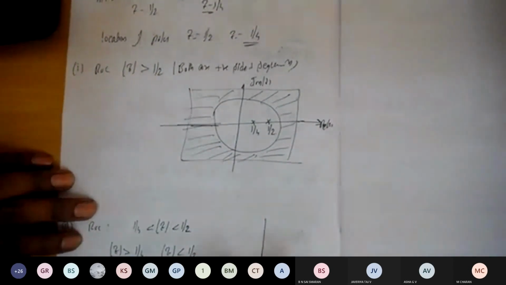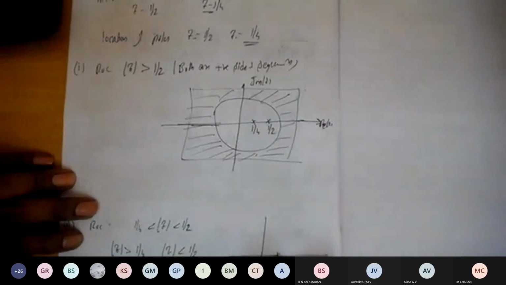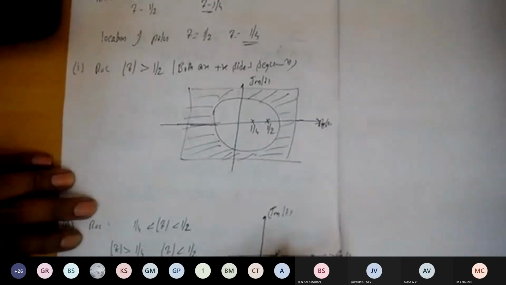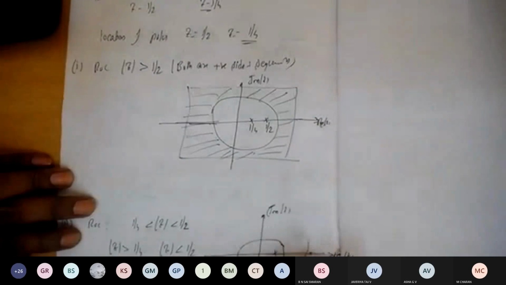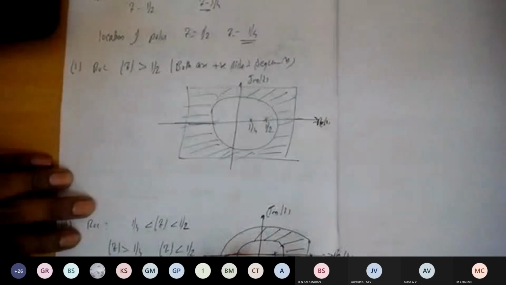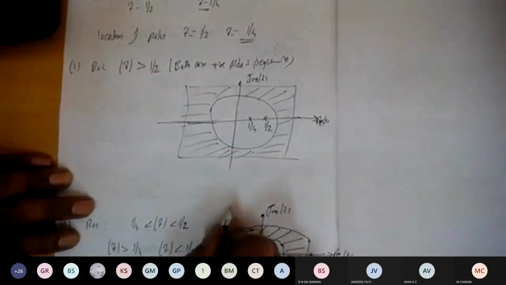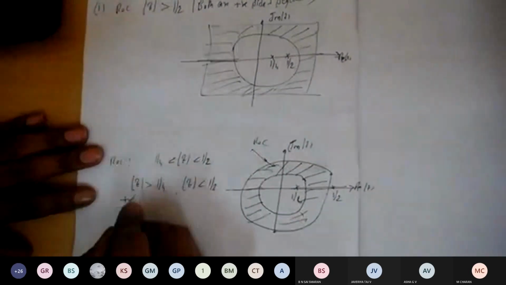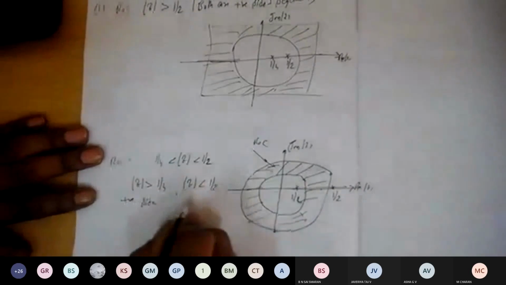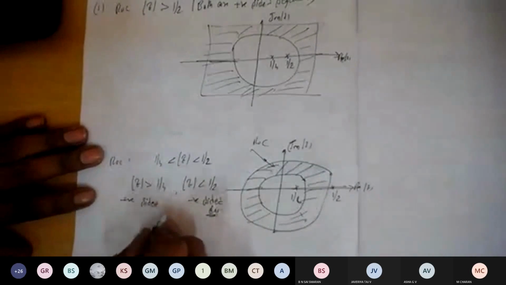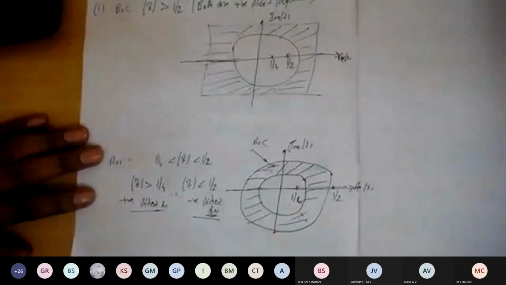So we can draw it as two concentric circles, the region of convergence. One is at 1 by 4, the other one is at 1 by 2. This is the real part of Z and this is the imaginary part of Z. We draw the two circles here, so this becomes the concentric circles. This is the ROC. The first, Z is greater than 1 by 4, is a positive sided sequence, and this is the negative sided sequence.